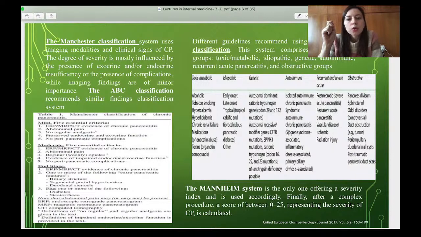And what about the next? The Mannheim system is the only one offering a severity index and is used accordingly. Finally, after complex procedures, a score between 0 and 25, representing the severity of chronic pancreatitis, is calculated.